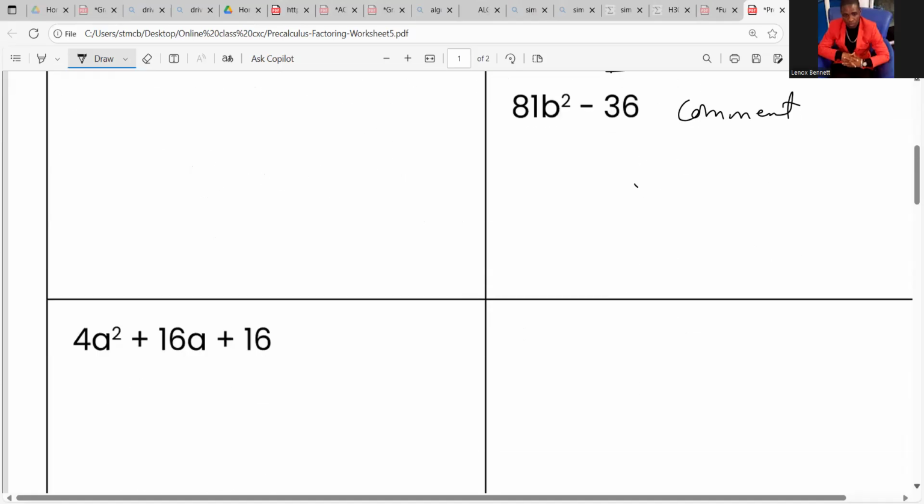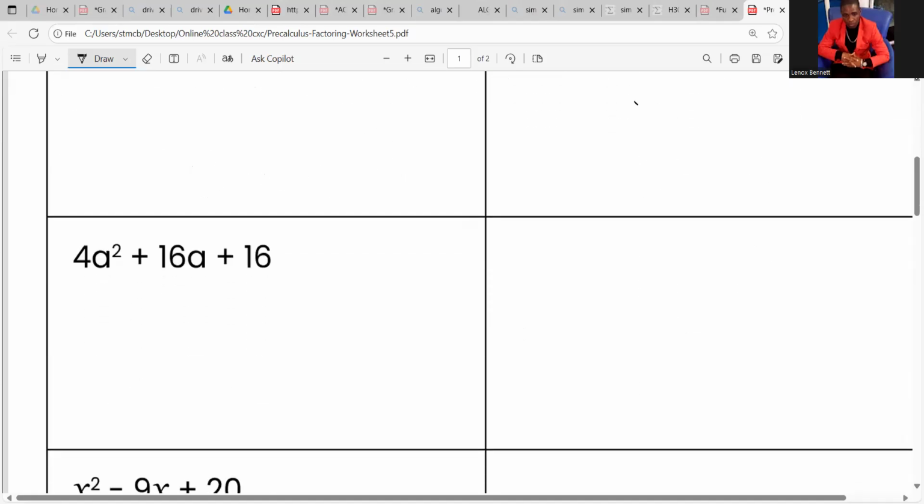All right, let's do another one. So here we have 4a² plus 16a plus 16. How I'm going to approach it is I'm going to factor out the 4 because it seems like 4 can go into all of them, right? A is not common to all, so I'm just going to take out the 4 alone. 4 into this leaves a². 4 into 16a leaves 4a. And 4 into 16 leaves 4.